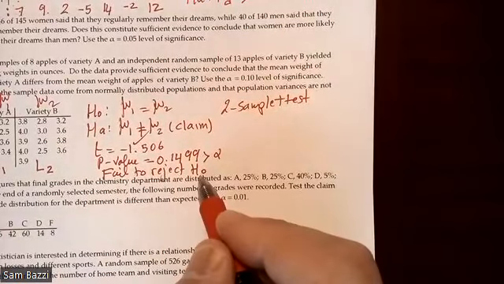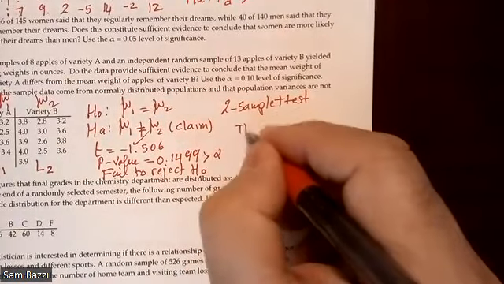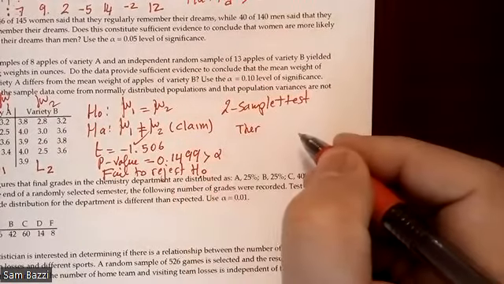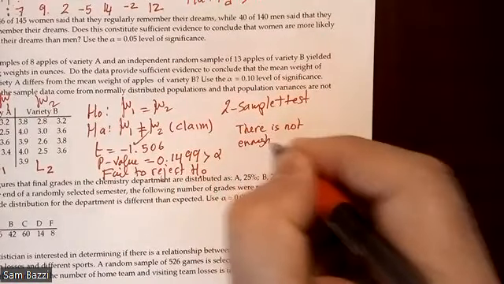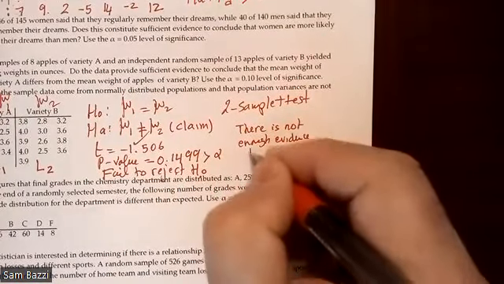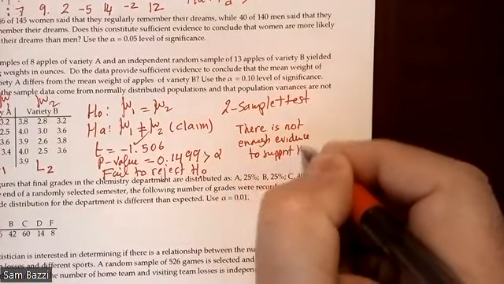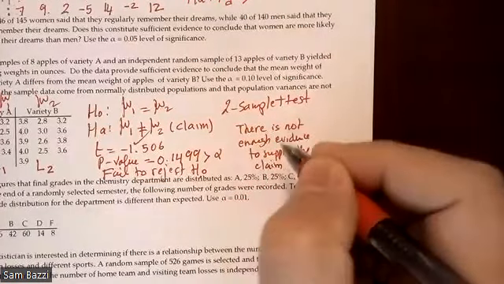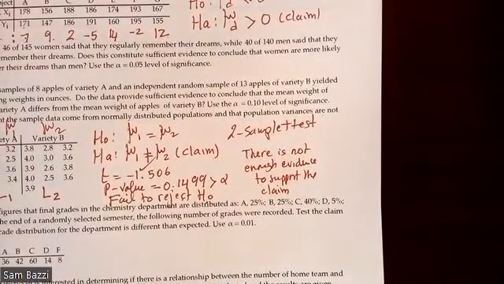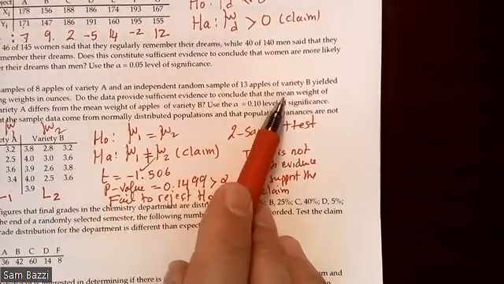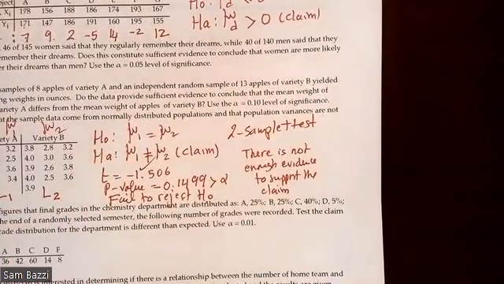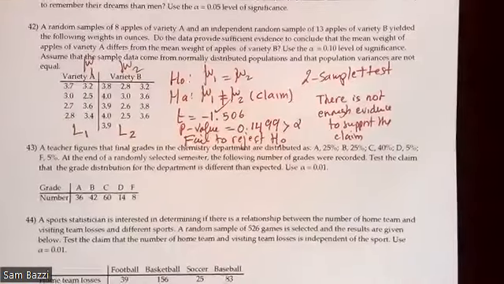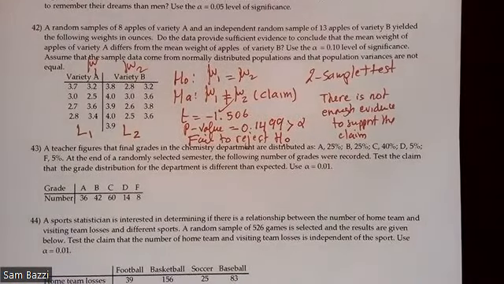If you fail to reject H0, guys, you cannot support the claim. So you say, if you reject H0, there is enough evidence to support the claim. But if you fail to reject H0, you say there is not enough evidence to support the claim. And what is the claim? I require my students to write the claim: that the mean weight of apples of variety A differs from the mean weight of apples of variety B. Just cut and paste, guys, and that's it. Write it down. All right. So this is about testing the difference between two means.